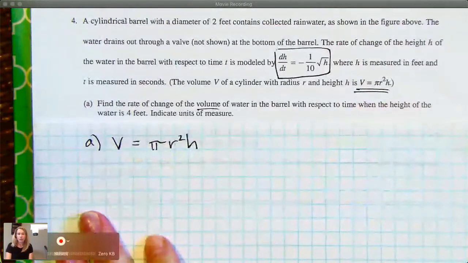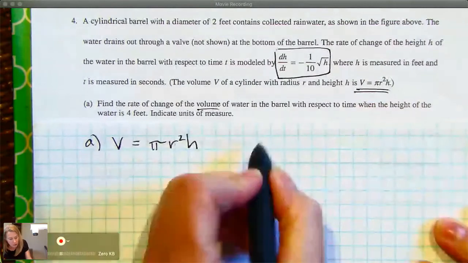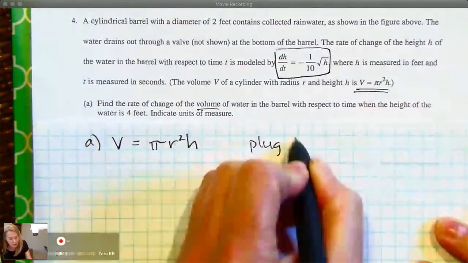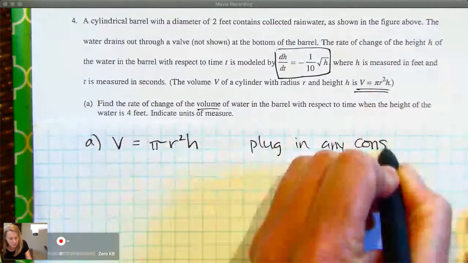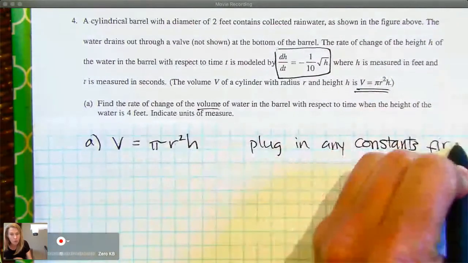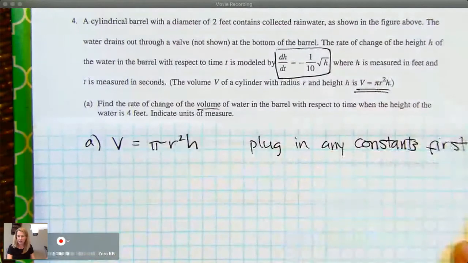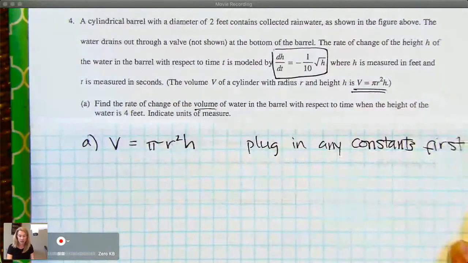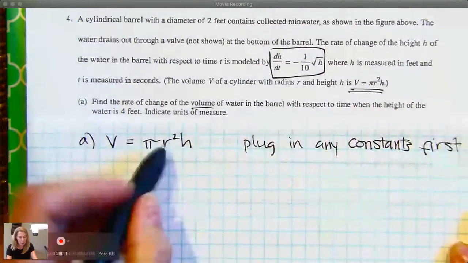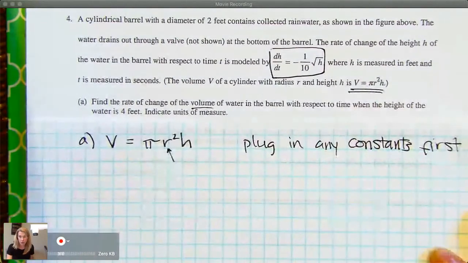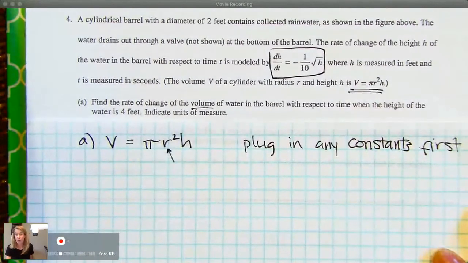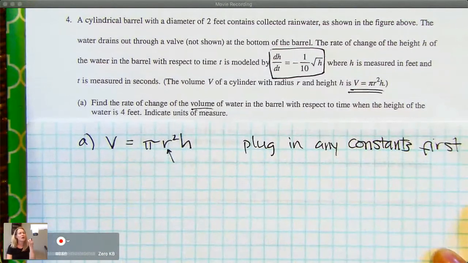One thing I think is really helpful and important is plug in any constants first. Don't plug in any variables, but plug in any constants first. And we happen to know that the diameter of the whole thing is a constant, therefore that radius would be a constant. If you forget to plug that in, it's not a deal breaker. You still can get the problem right, and I'll show you why in a second, but it's really helpful to just plug that in.